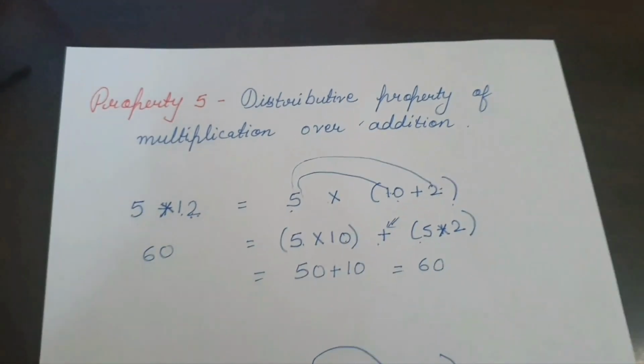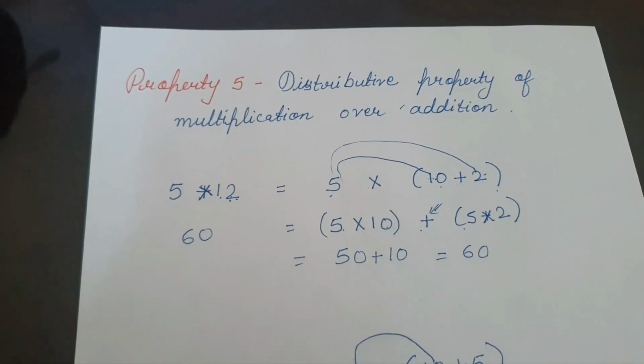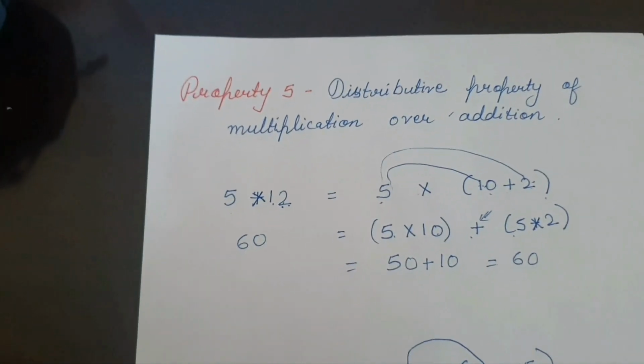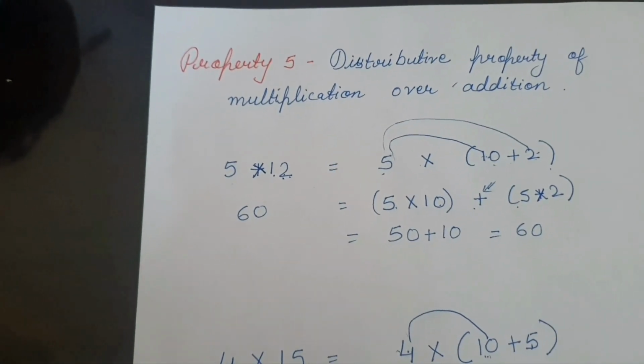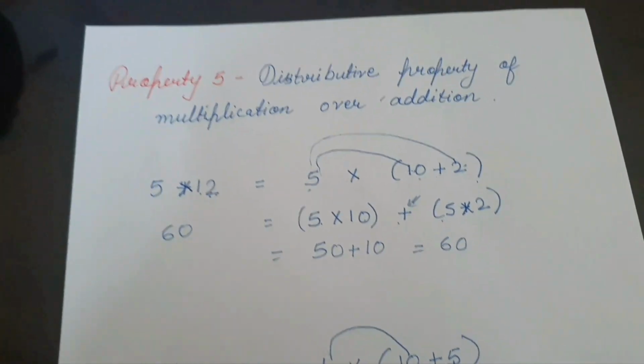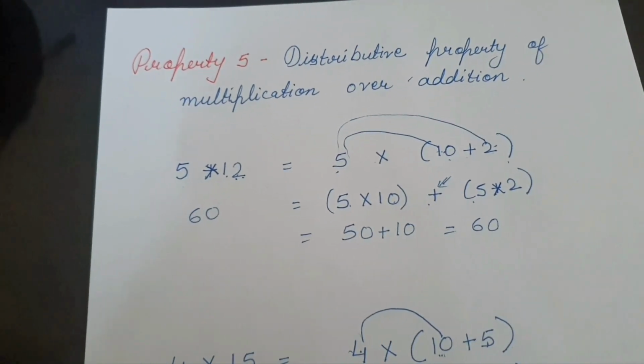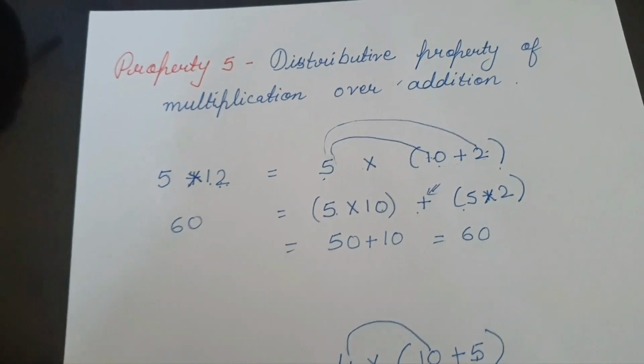So basically we have done 5 properties of multiplication. Order property of multiplication, grouping property of multiplication, zero property of multiplication, multiplication by 1, property of 1, and distributive property of multiplication. So students, I hope you have understood what I have explained.